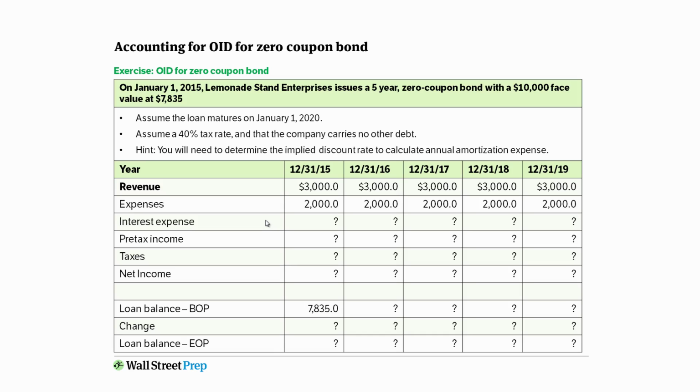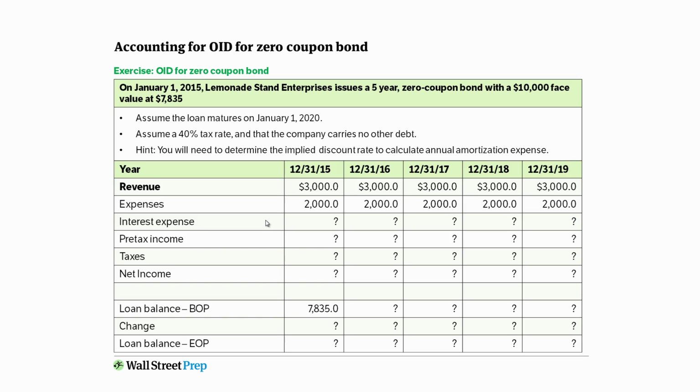So now it's time for some exercises to clarify this. First we have the simplest of the OID accounting, and that's the OID for a zero coupon bond. Imagine that on January 1st, 2015, Lemonade Stand Enterprises issues a 5-year zero coupon bond with a $10,000 face value at $7,835. So just to be clear, what Lemonade Stand Enterprises gets in cash from this borrowing is $7,835 on day one, and now they have an obligation to pay $10,000 5 years from now.